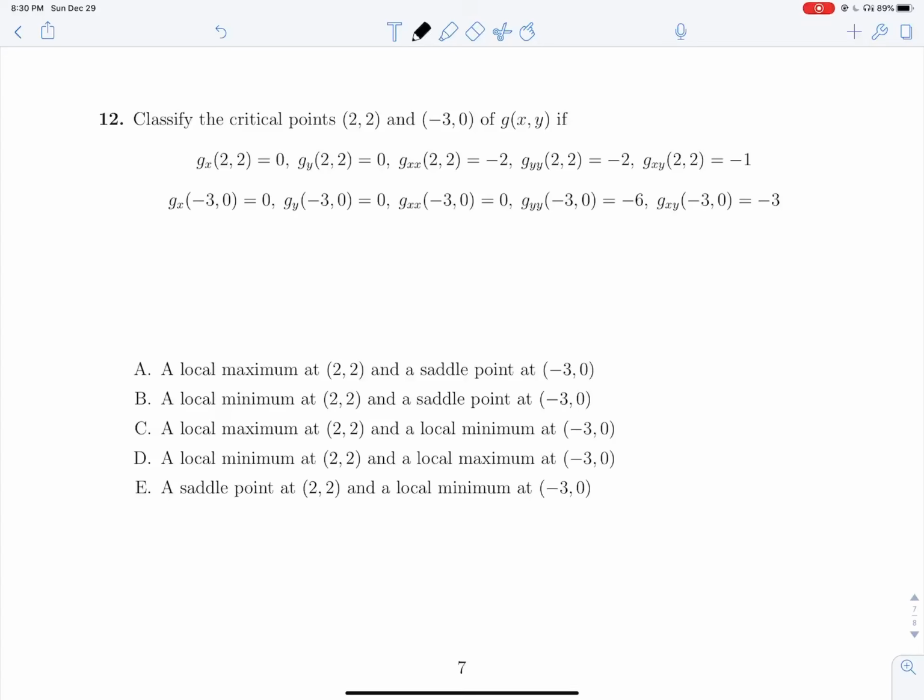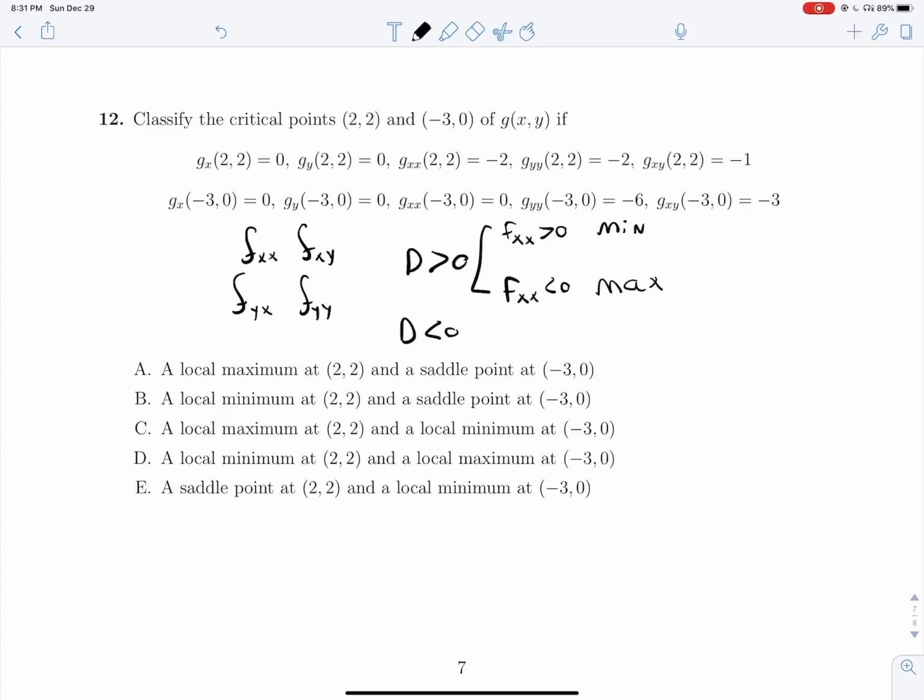But we know that with the second derivative test, we're solving the matrix fxx, fxy, fyx, and fyy, mainly for its discriminant. We know that if the discriminant is greater than 0, and if fxx is greater than 0, the point that we have plugged in is a min, and if fxx is less than 0, the point is a max. We also know that if the discriminant is less than 0, no matter what, we're dealing with a saddle point, and if the discriminant is equal to 0, we know absolutely nothing.